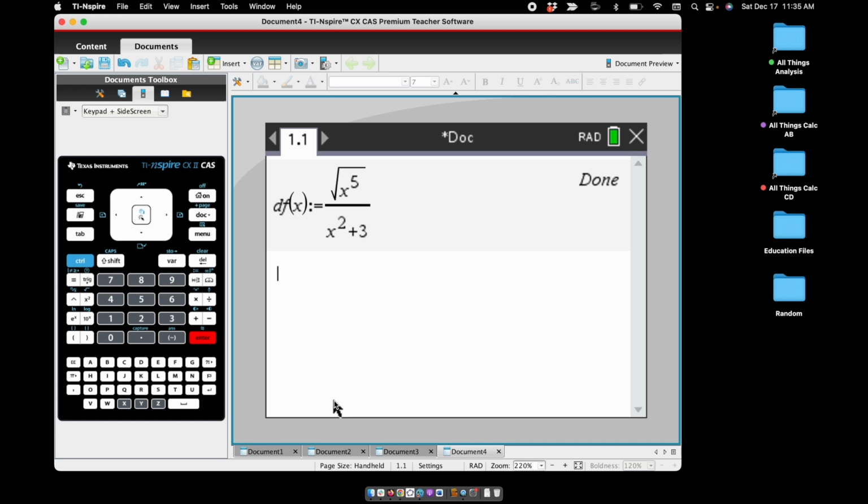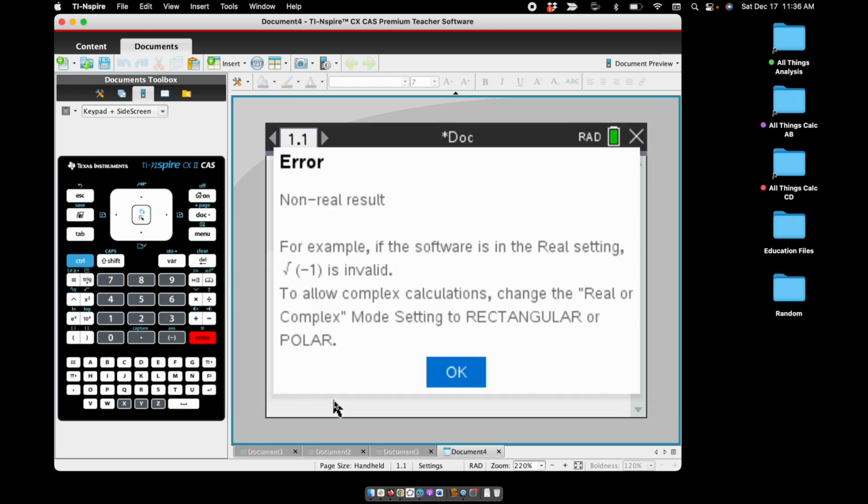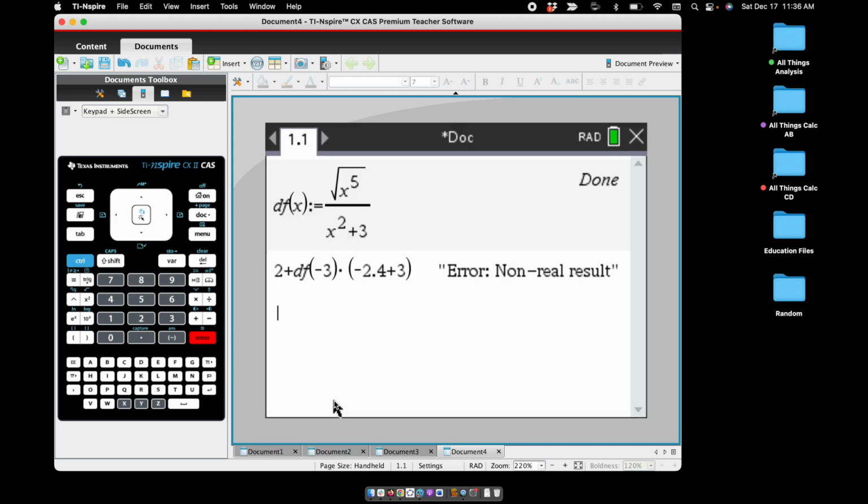Okay, so I'm doing 2 plus df, the derivative at negative 3, and then negative 2.4 plus 3. Plus 3? Yeah, plus 3, because it's at negative 3. All right, I'm going to press enter. Error, what? Why? Oh, bad question. I didn't check this before I did it.